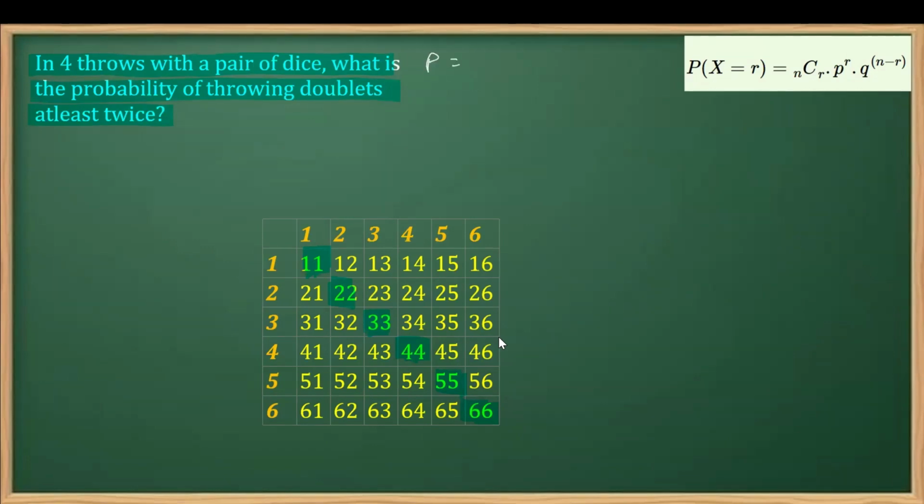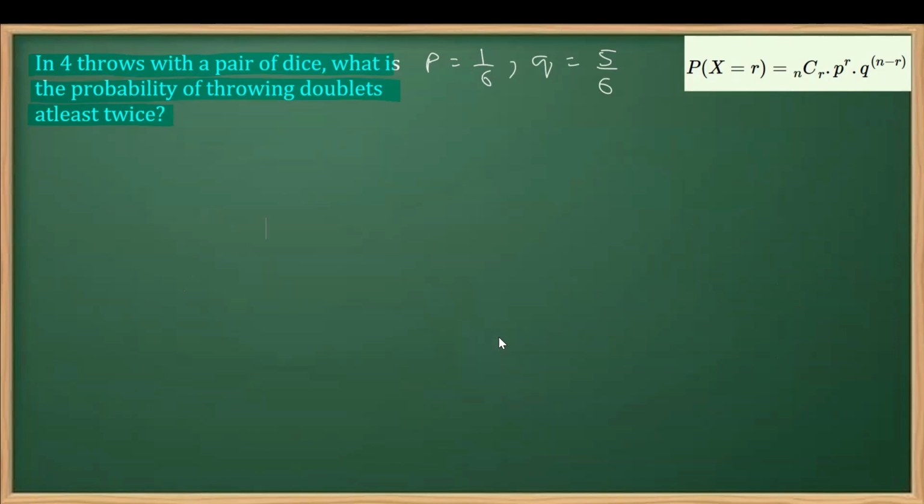So we can say the success is what? 6 over 36. That means 1 over 6. So if I say P is 1 over 6, then what should be Q? Q is 1 minus P. So 1 minus 1 by 6 would be what? 5 over 6. So we got P and Q, and then we need to figure out what is X here.